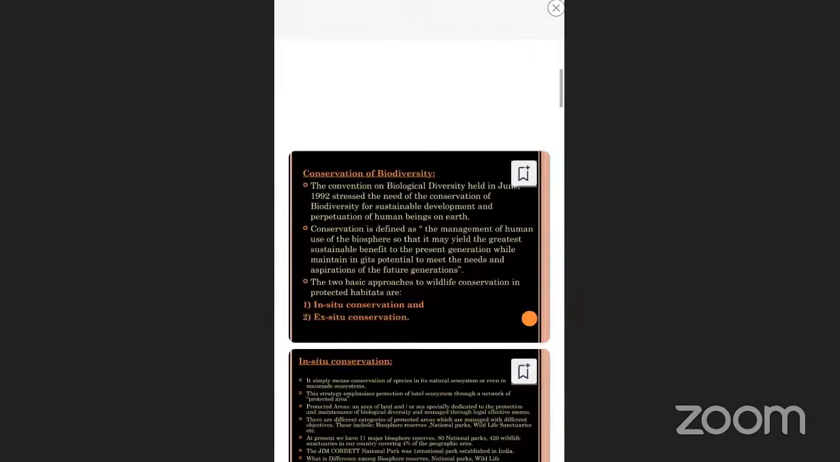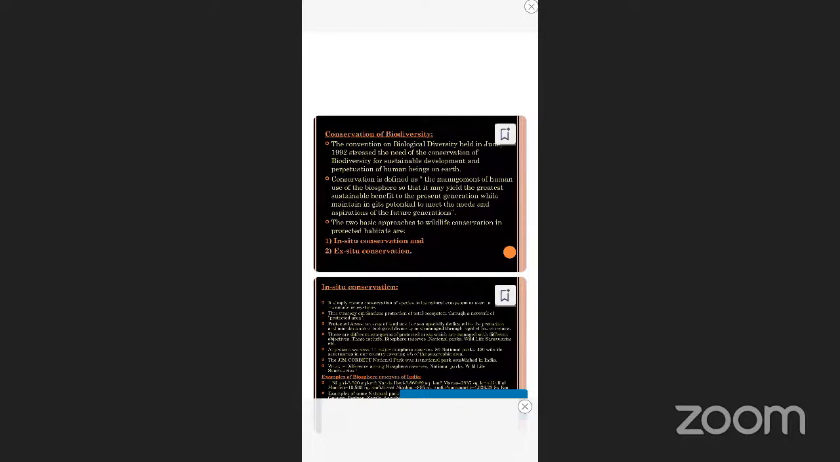What are the main concepts of the conservation of biodiversity? Gene banks and seed banks, restoration of biodiversity, imparting environmental education, enacting and strengthening the enforcement of environmental legislation, population control, reviewing agriculture practices, and controlling urbanization. These are the main concepts of the conservation of biodiversity.